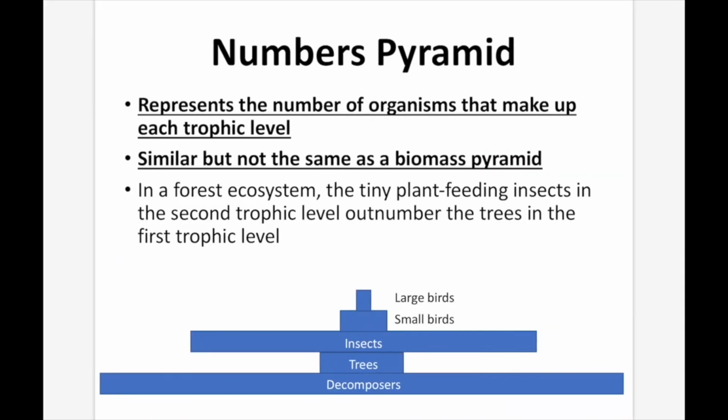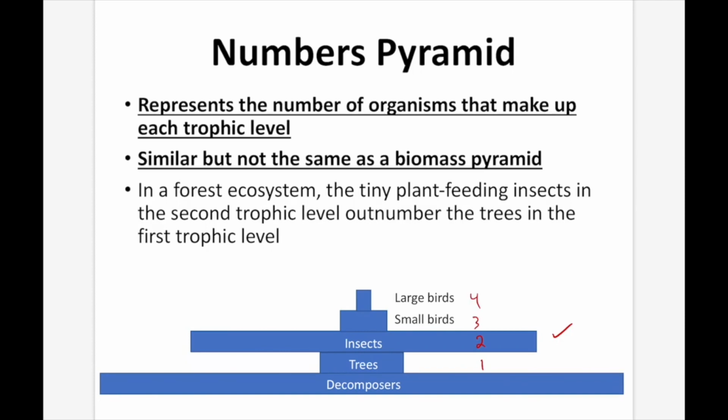And then lastly, we have numbers pyramid, and it represents the number of organisms that make up each trophic level. It's similar, but not the same as the biomass pyramid. In a forest ecosystem, the tiny plant-feeding insects in the second trophic level, that's this guy right here. The decomposers are right at the bottom because they're going to break everything down. But since the trees aren't actually eating the decomposers, we're going to assume this is the first, the second, the third, and the fourth trophic level going upwards.